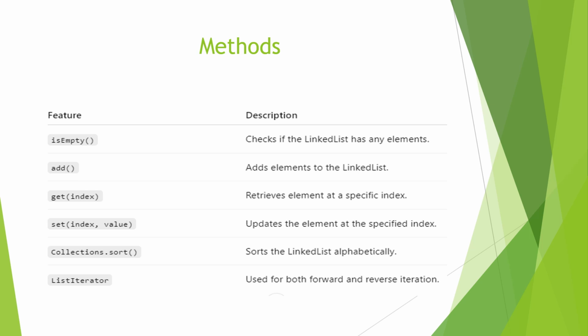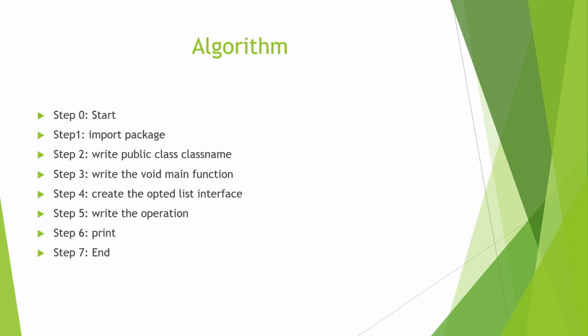Remember that in array list, this collection dot sort is basically used to sort the array list in ascending order, but in case of linked list it is used to sort the linked list alphabetically. Then list iterator, it is used for both forward and reverse iteration. So this is the algorithm where first we will import packages, then we will use public class name, then void main function, then we will create the list interface, and write down the function and print and end.